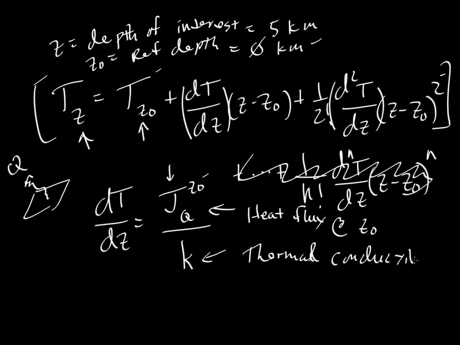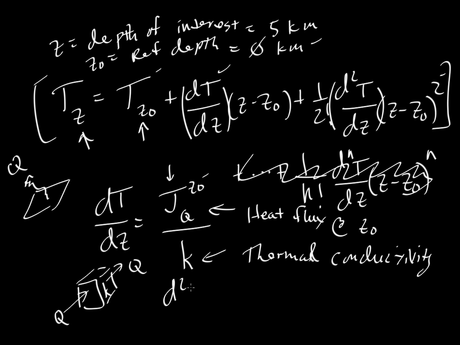Lowercase k is thermal conductivity, and that is a measure of how quickly heat will pass through a given kind of material. So we can have some Q, some heat being input to this side of the box, and we can look at how quickly it passes through that to let heat out on the other side of the box. The thermal conductivity, that lowercase k, would be a measure of how quickly that heat is transferred. So that gives us the first derivative term here.